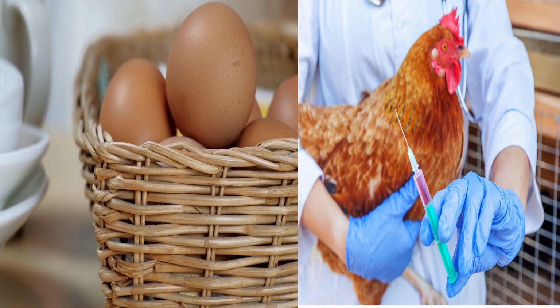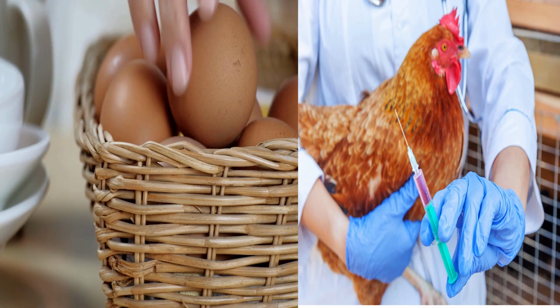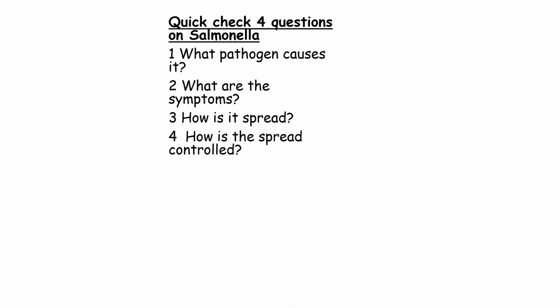This is because the egg passes out the chicken's vagina and so can pick up the salmonella bacteria from the skin. In the UK, we vaccinate our chickens against salmonella, so we protect the chickens from catching salmonella, and then the people eating the chickens or handling them shouldn't be able to get salmonella.